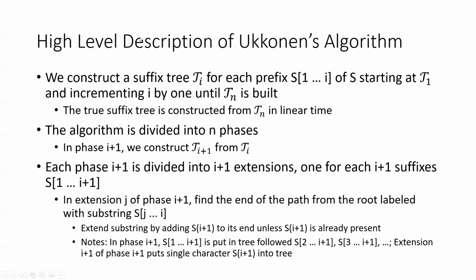At a high level, we can construct an implicit suffix tree T_i for each prefix S[1..i] of S, and we start at T_1. T_1 is nothing more than the first character. The true suffix tree is going to be constructed from the last implicit suffix tree built, and we're going to claim that we can do that in linear time, and that is what we are going to show in the remainder of this presentation. The algorithm is divided into n phases, a phase for each character, and in phase i+1, we're constructing implicit suffix tree T_(i+1) from implicit suffix tree T_i.